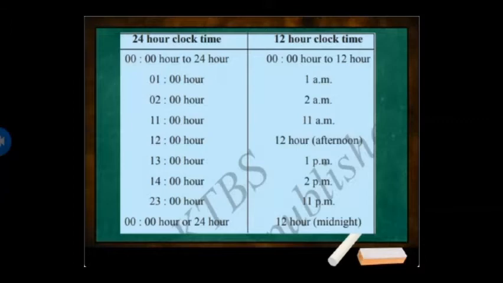But whereas in the 24 hours clock, 1 hour, 2 hours is normal timing. Then 11 hours, 12 hours, and after 12 it is 1 o'clock in the afternoon, they say 13 hours, 14 hours, and they go on till 23 hours, that is midnight 11 o'clock, and then midnight 12 is 24 hours.